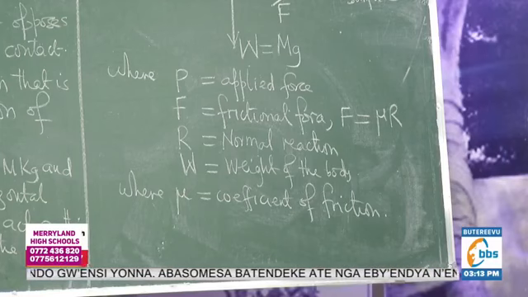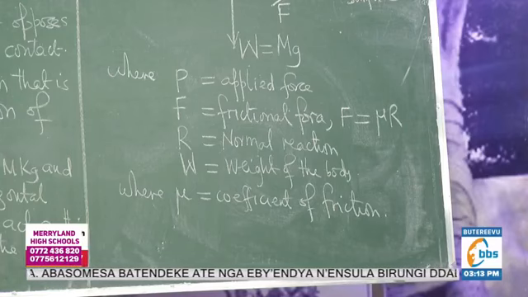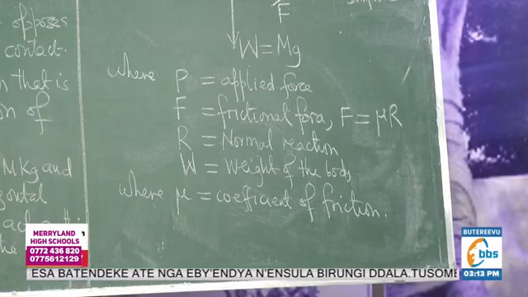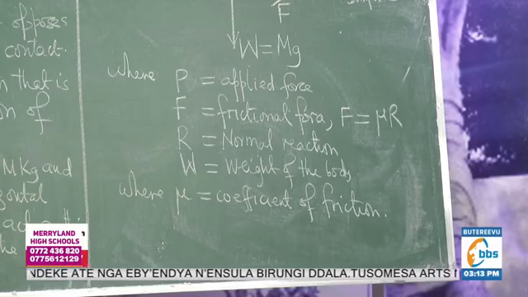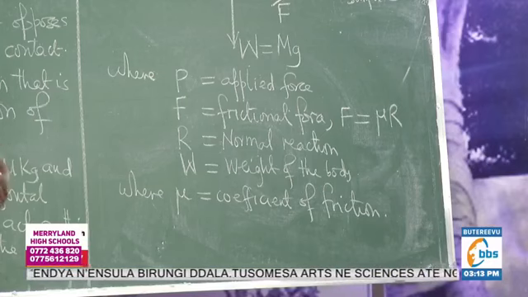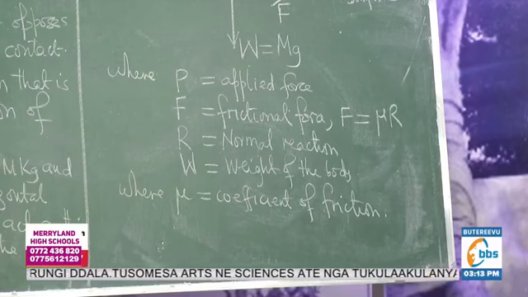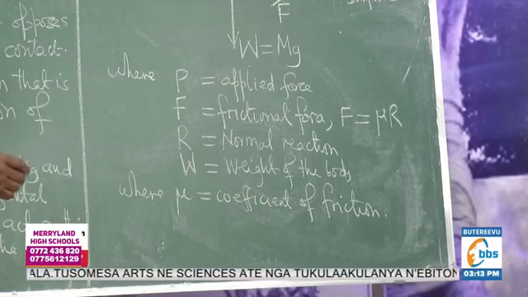In some books, you will discover that R is sometimes substituted by capital N. Those two symbols or letters are interchangeably used to mean the normal reaction. Normal means at 90 degrees.